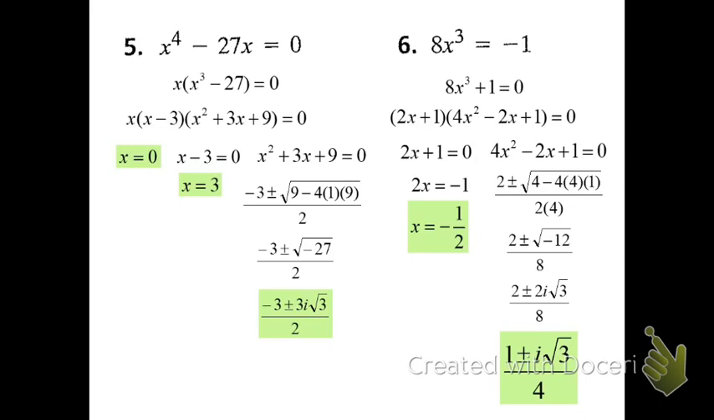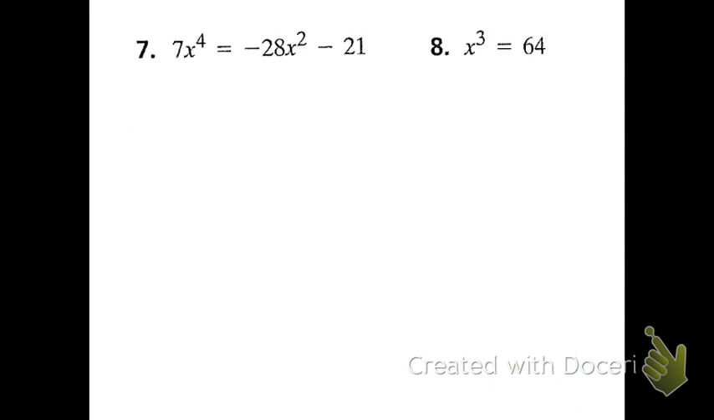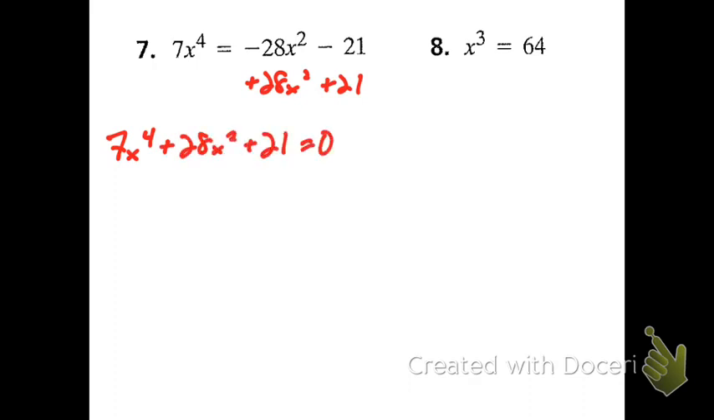I have one more. I think I can fit one more on here. Ooh, this is going to be a good one. I like it. So, first thing you do is you add 28x squared to both and 21 to both sides. So I would get 7x to the fourth plus 28x squared plus 21 equals 0. Then there's a 7. They all have a 7 in common. So I'm going to factor that out. I get x to the 4th plus 4x squared plus 3.